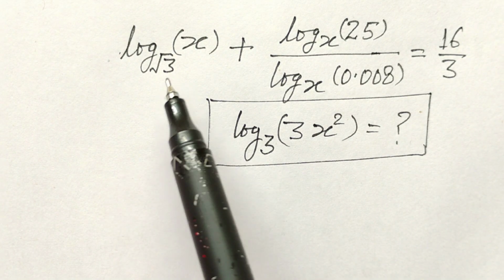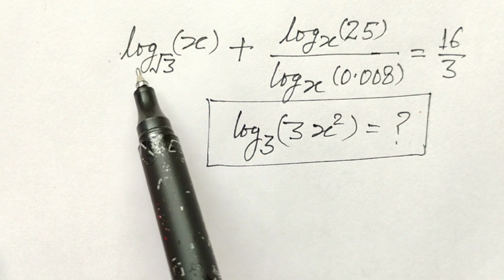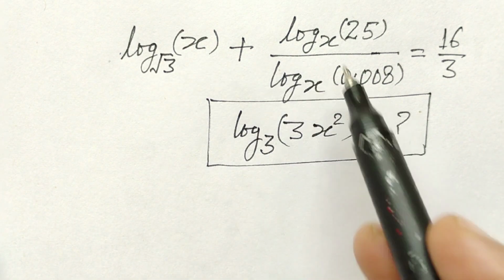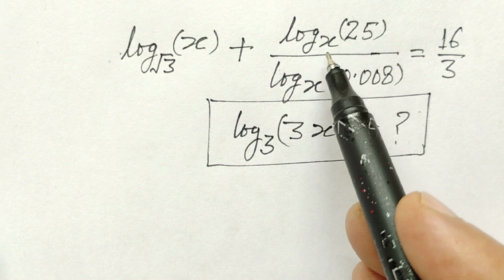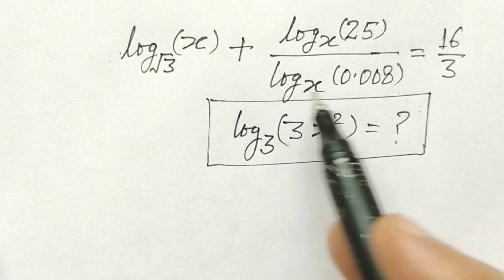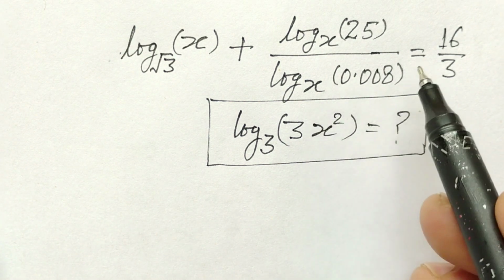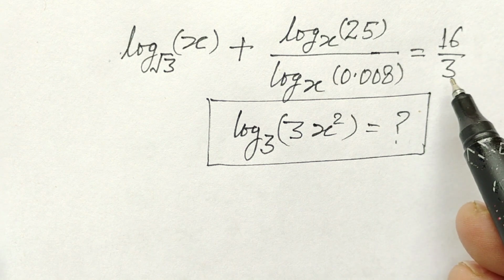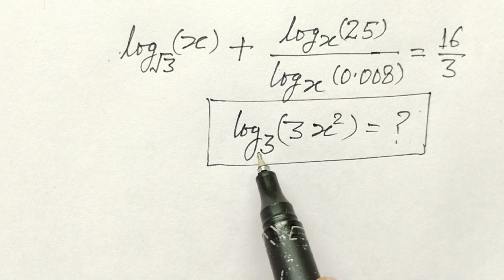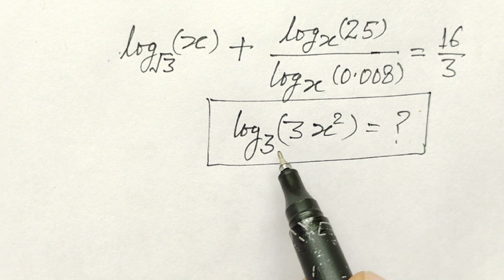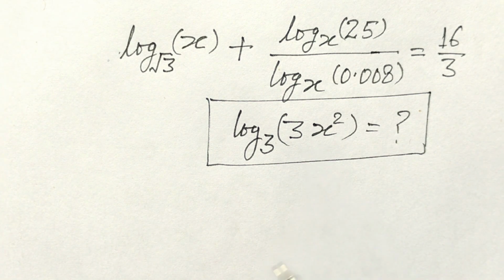Hi friends, we have a nice logarithmic equation. Log of x to the base square root of 3 plus log of 25 to the base x over log of 0.008 to the base x is equal to 16 over 3. So we have to find out the value of log of 3x square to the base 3, right? So let's start.